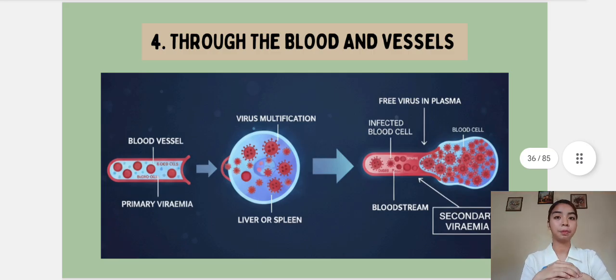Once this viremia reaches the liver or spleen, they multiply inside these organs. And once they multiply inside these organs, they will be released in a larger amount, causing secondary viremia that can reach the targeted organ.